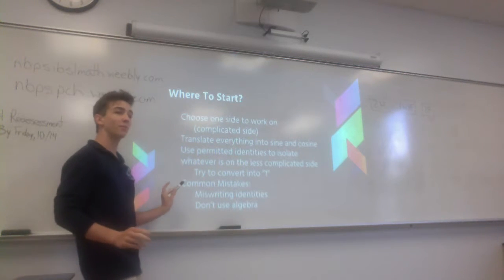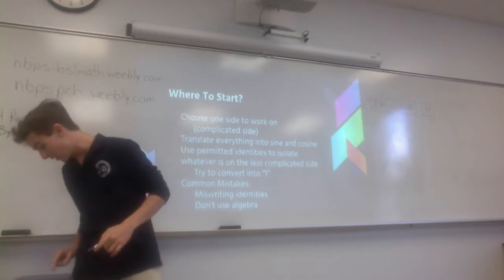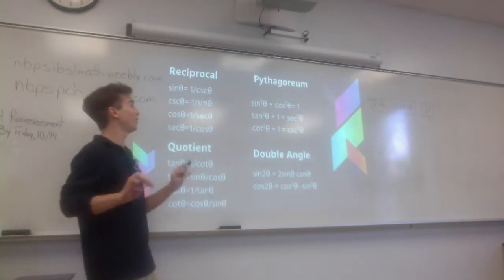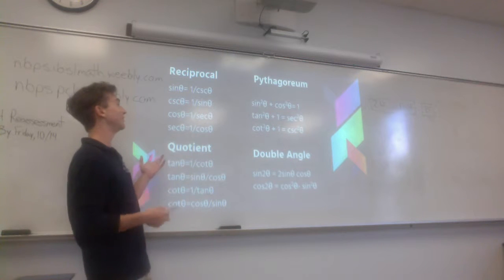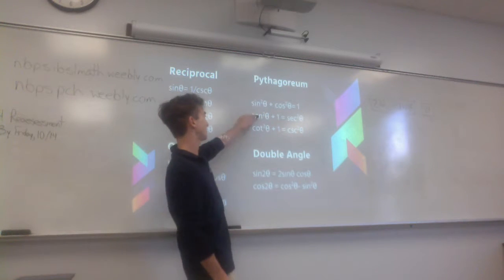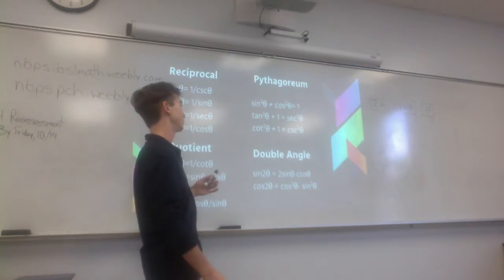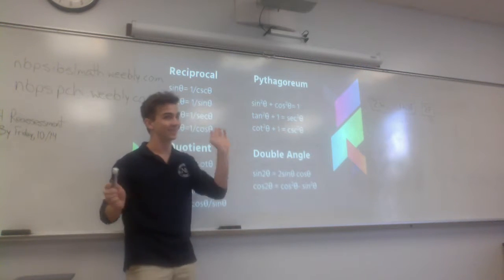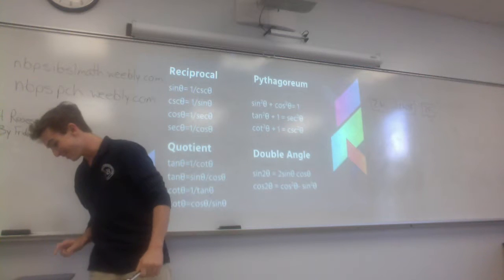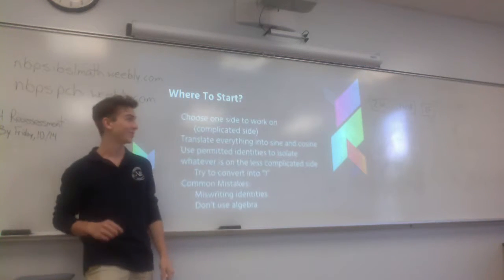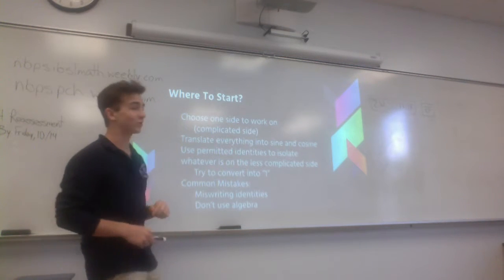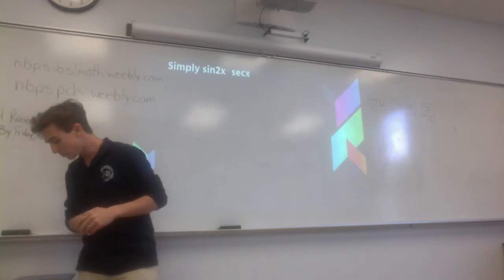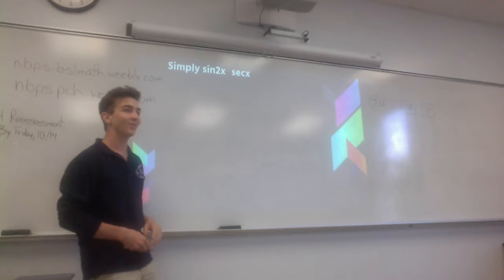And some common mistakes: you could miswrite identities, because there's a lot of them. For the Pythagorean, I'd say those are the most difficult. You could easily put the 1 on the wrong side and screw everything up. You don't want to do that. And then also, don't use algebra when you're doing proofs. Use the identities. So let's just try a little example.